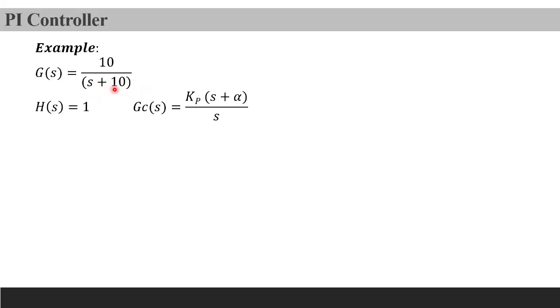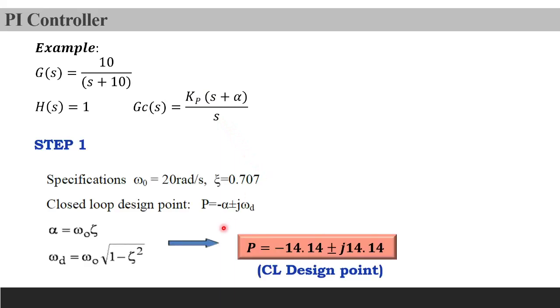So we have just one pole at minus 10 and there is no zero. So we have used a GC, or you can say a controller, plant controller, which is actually your PI controller. You have already derived that expression before. And the first step would obviously be to find out the specification. So this would be your specification, let's say, and we find out the values of alpha and omega d, and we have this point, design point P here, which would be your closed loop design point.